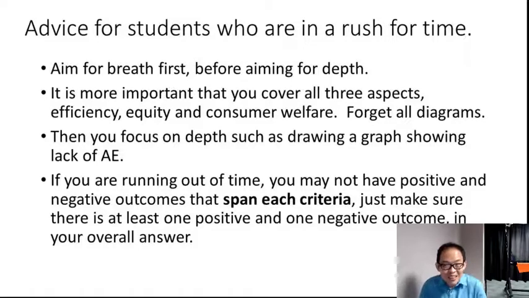And if really time is a constraint, you do not need positive and negative for each of the 3 criteria. Just make sure that at the end of the day, when the marker marks this higher order skill question with 10 marks, there's at least 1 positive and 1 negative outcome throughout your answer. Meaning that, for example, efficiency can be purely positive. That's fine. Then your negative can either appear in equity or consumer welfare. Of course, if you have time, it's probably good to have positive and negative for each criteria. Then it's very easy for you to get 10 out of 10.